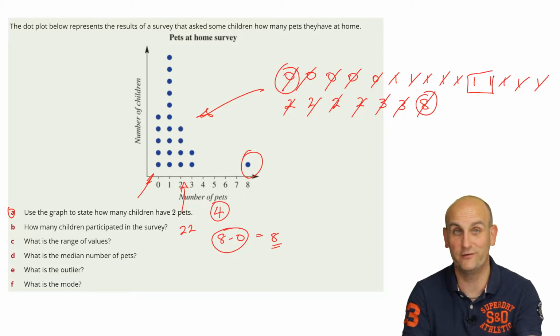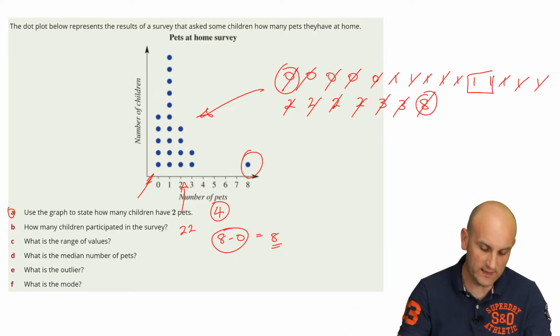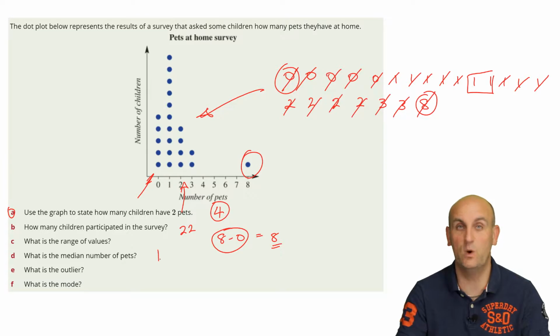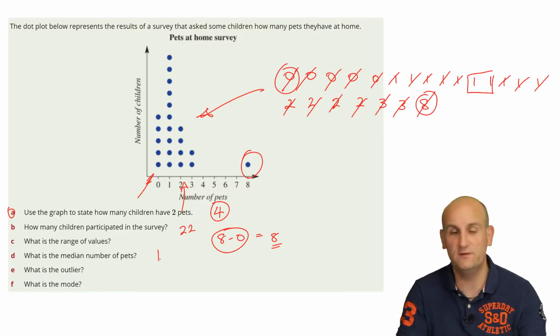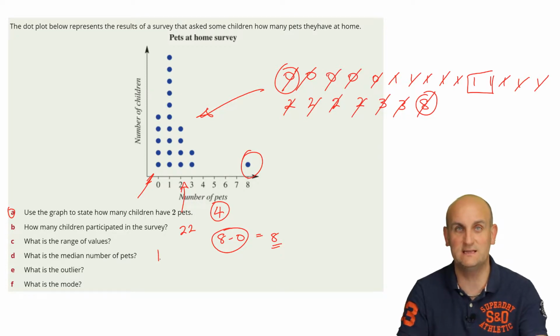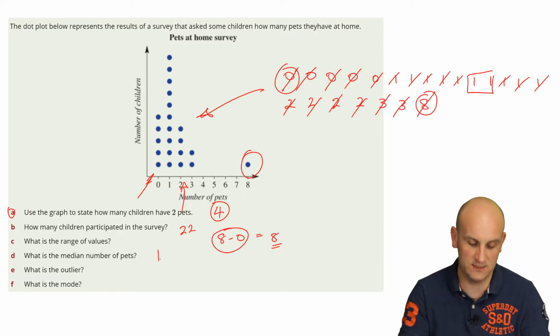Now they're both 1s. And what's halfway between 1 and 1? It is 1. So there you go. So I now know that my median number of pets is 1. If you don't understand why I'm crossing off from either end, go back to my previous video. Have a look. It explains the process through which we do this.